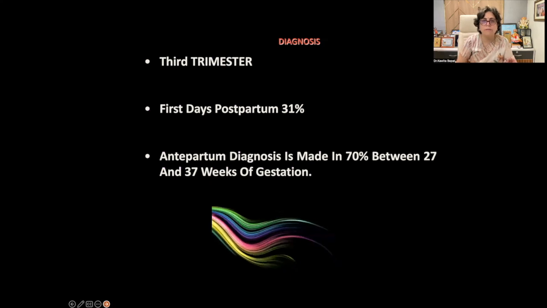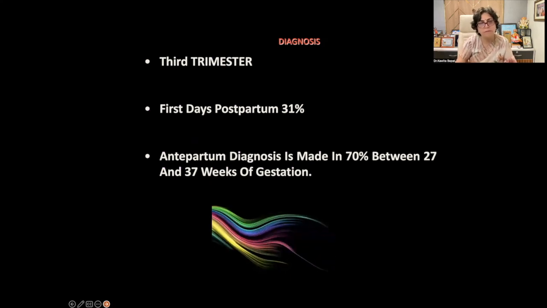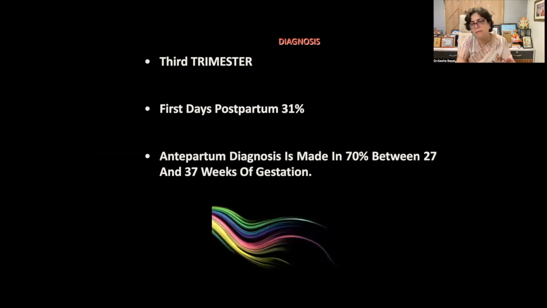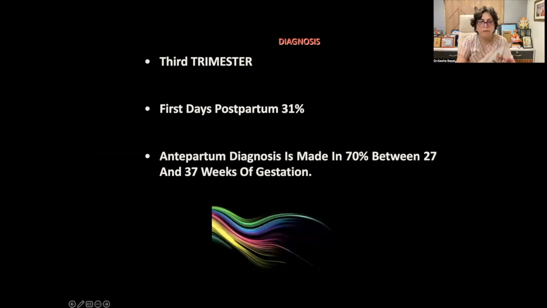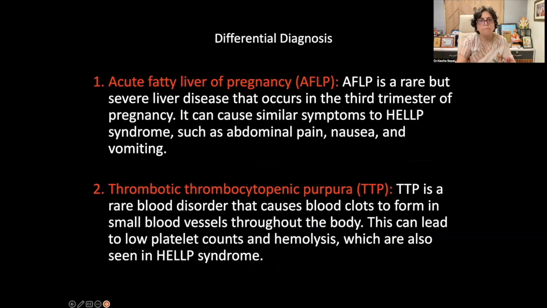So, the diagnosis is made especially in the third trimester, in the first days of postpartum in 31%, and antepartum diagnosis is made in 70% between 27 to 37 weeks of gestation. Now, we have to differentiate HELLP syndrome from acute fatty liver of pregnancy or thrombocytopenic purpura. So, how to differentiate between HELLP syndrome and AFLP? It's a rare but severe liver disease and occurs in the third trimester. It can cause similar symptoms to HELLP: abdominal pain, nausea, and vomiting.